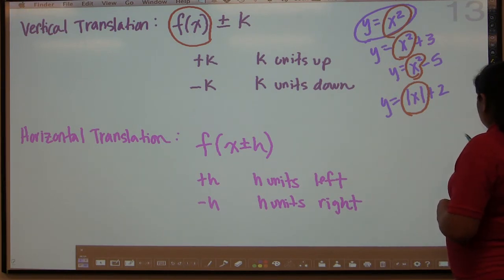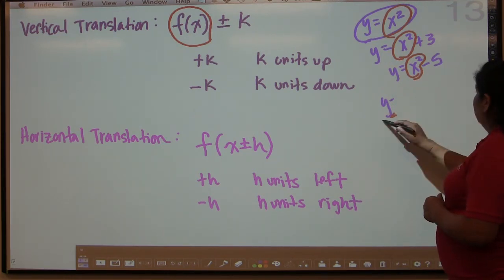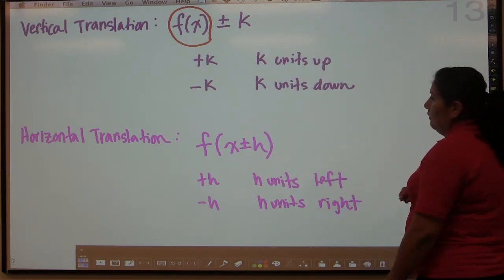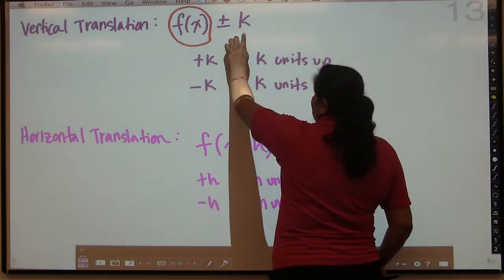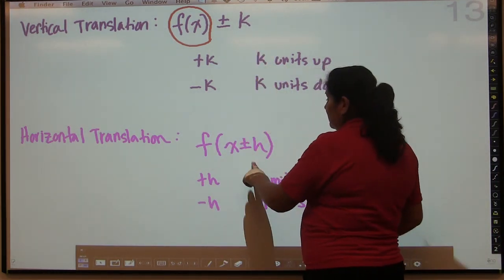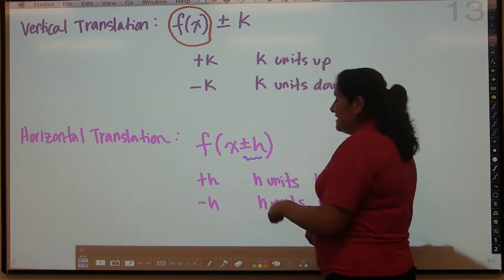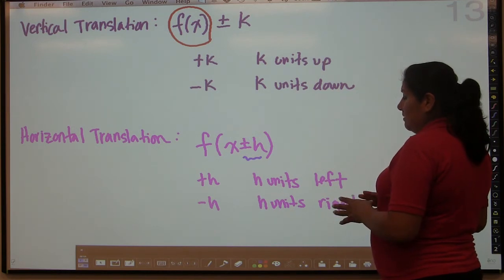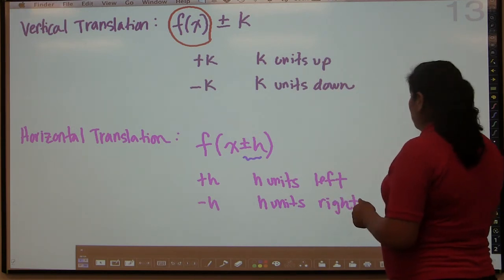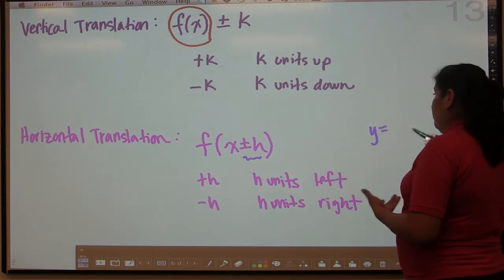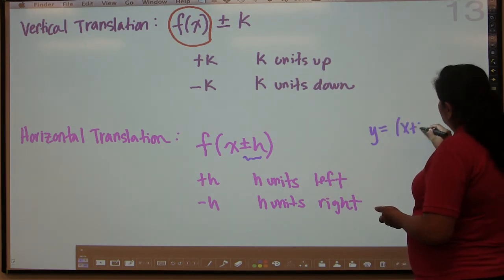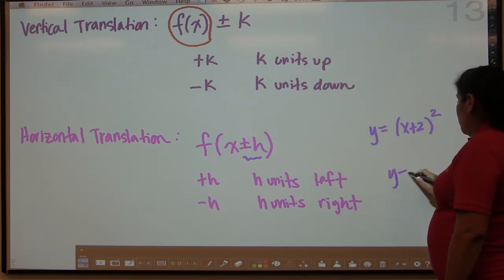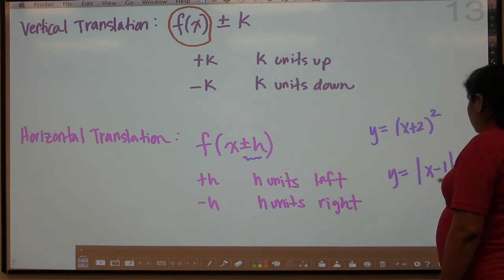Okay, and so then we have, oops, let's get my eraser going here. Then we have the same scenario for this guy. And what you'll notice here is that here we have a plus or minus k that comes after the function. In this case, the plus or minus h is inside the function. So for a horizontal translation, the plus or minus number comes inside the function. So, for example, instead of having y equals x squared plus 2, it would be x plus 2 squared. The plus 2 would be inside the function. For the absolute value, it would be like x minus 1, for example.